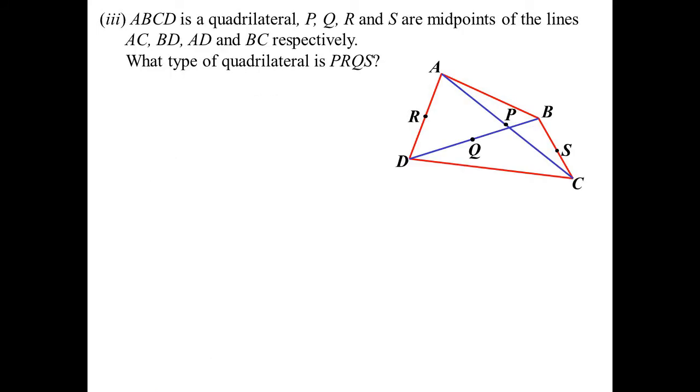Here's our shape. A, B, C, D. P, Q, R and S are all midpoints. What type of quadrilateral would we get if we joined P, R, Q, S? Now you might be able to tell, because I've pretty much drawn that one to scale. I've put those midpoints in the right spot. So you might be able to look at it and kind of work out what type of quadrilateral we might be getting here.